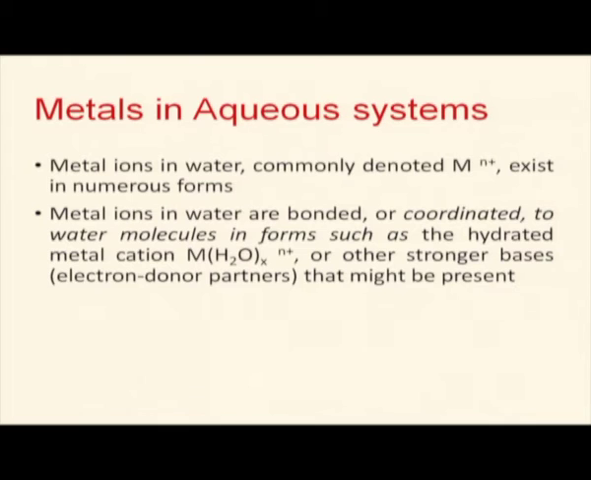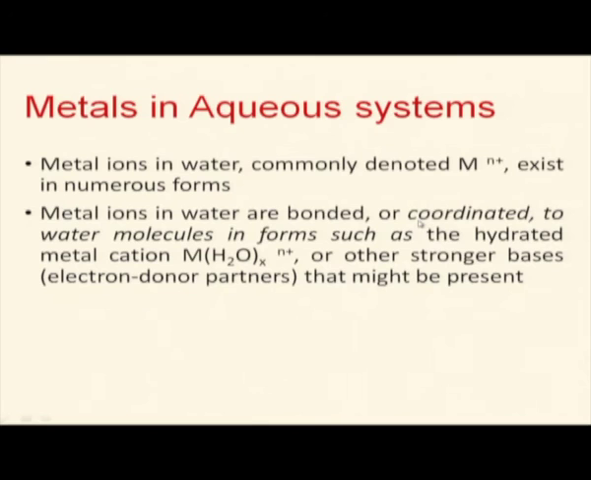The aquatic system, let us assume only water is there. So, the possibilities are either hydroxide or water alone can coordinate the metal ion and form a complex. So, metal ions in water are bonded or coordinated to water molecules, forming compounds, usually hydrated metal ions like this M, with water as a ligand. Maybe 1 molecule, 2 molecules of water, or 5 or 6 molecules usually join to form tetrahedral or octahedral types of complexes, and they are present, or other strong bases like electron donor partners that might be present in the water system.